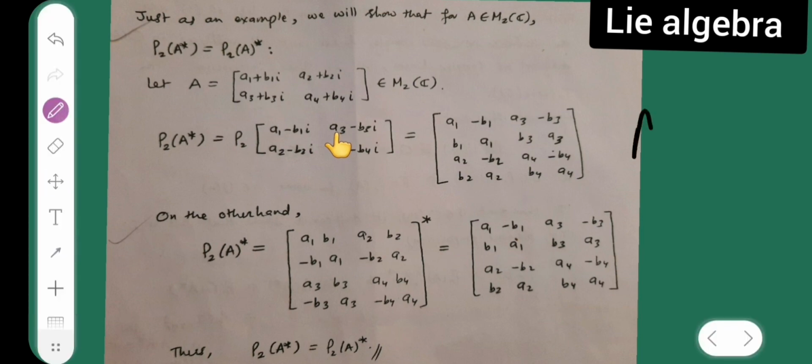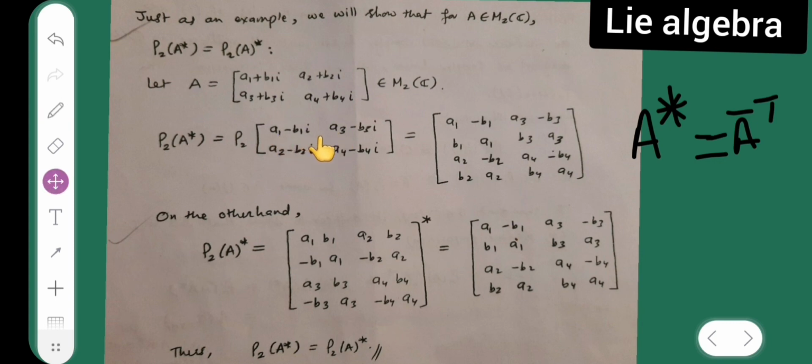A star is nothing but A bar transpose, right? So that's what I have done over here. A1 minus B1i, A3 minus B3i. This will be interchanging, so I have to write it in horizontal way. This will come here and this will come here, but the minus sign you all have to put. A1 minus B1i, A3 minus B3i, A2 minus B2i, A4 minus B4i. So I have done this: A star is nothing but A bar transpose.